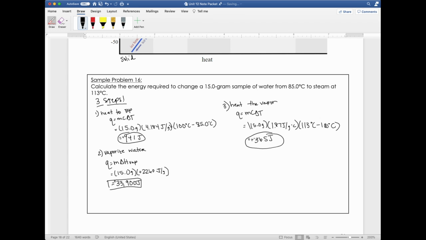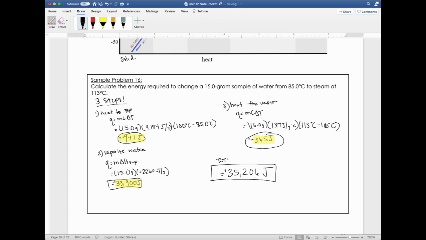So in order to find the total amount of energy, of course, you would have to add all of these together. So that 941 joules that was needed to heat the water to its boiling point, and the 33,900 joules that was required to then vaporize that sample, and the 365 joules of energy that was required to heat the vapor. If you add all of those up, you would get a total of 35,206 joules of energy, positive, would have to be applied to the system.